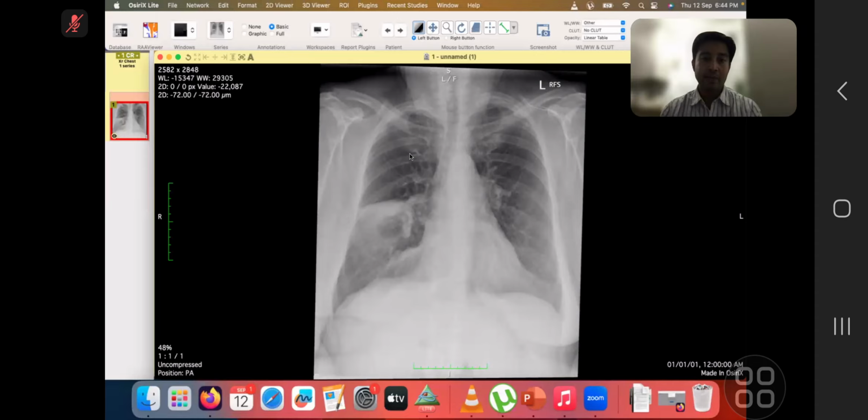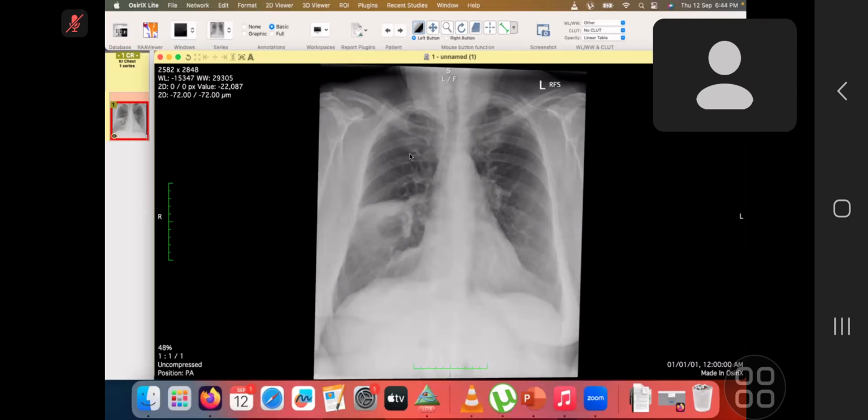Okay, what about the cardiac margins? So the right heart border is intact, which I guess points away from it being in the right middle lobe. If it was in the right middle lobe, you would probably expect the right heart border to be obscured. So given that, that may suggest that it's actually within the right lower lobe.